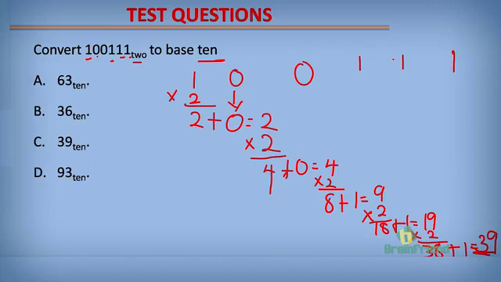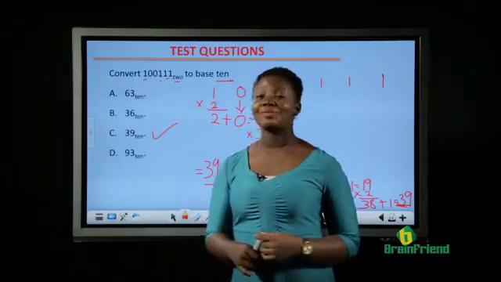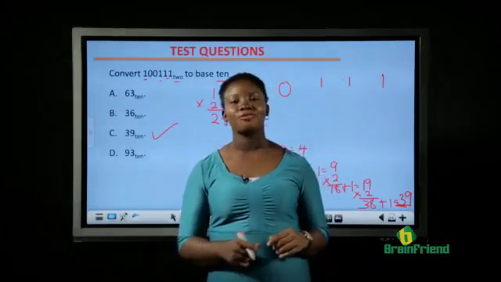So converting 100111 base 2 to base 10 is equal to 39. And that is option C. So the correct option is option C. You can also try the method of expansion to check if this answer will also be gotten, 39 base 10. This brings us to the end of our lesson for today.